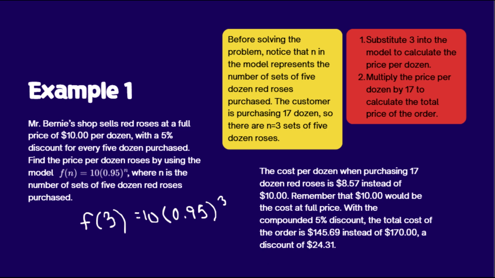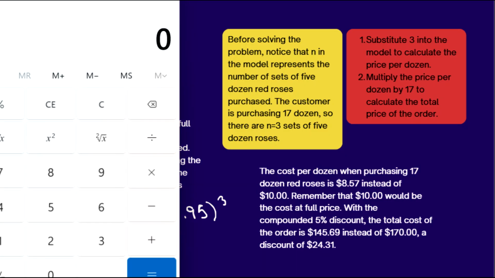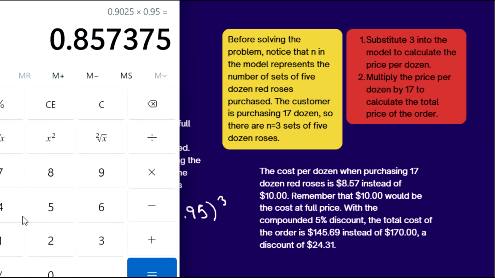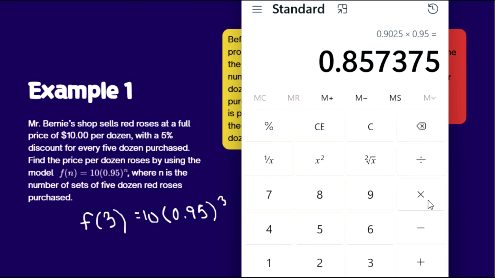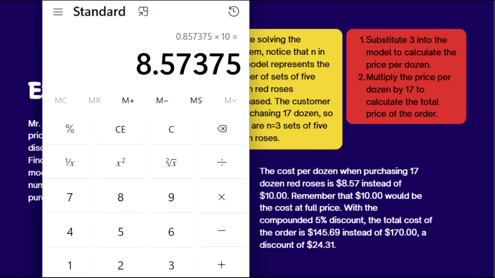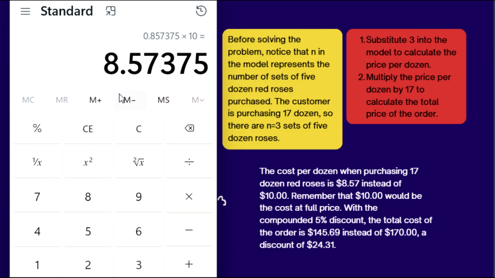So grab my calculator, and we're going to go 0.95 times 0.95 times 0.95. That's 0.95 raised to the 3rd power, which gives us this big long decimal. We're then going to multiply that by 10, which is just going to move the decimal place 1 space. That means the cost per dozen when purchasing 17 dozen red roses is $8.57 per dozen instead of $10 per dozen because we get the discount.